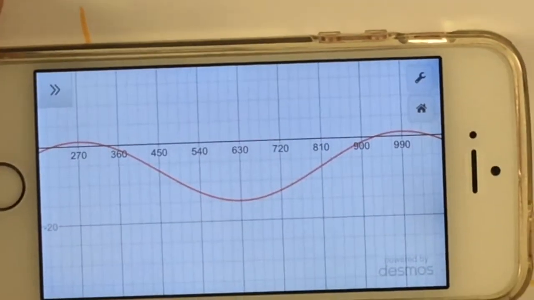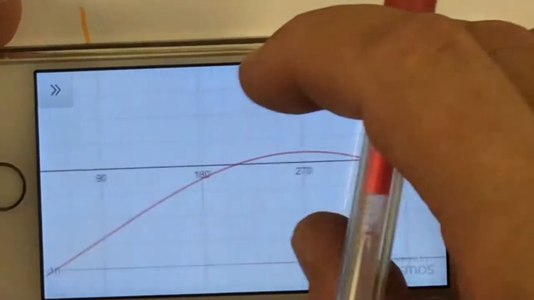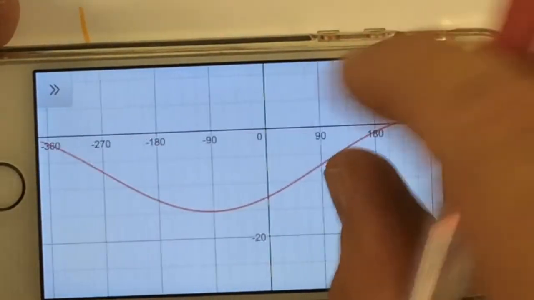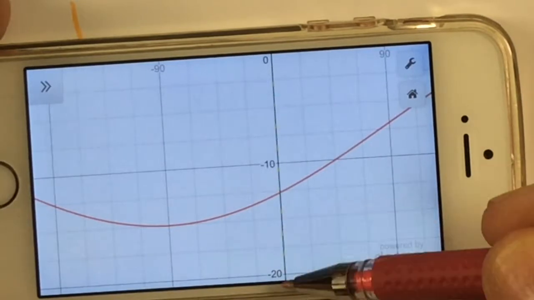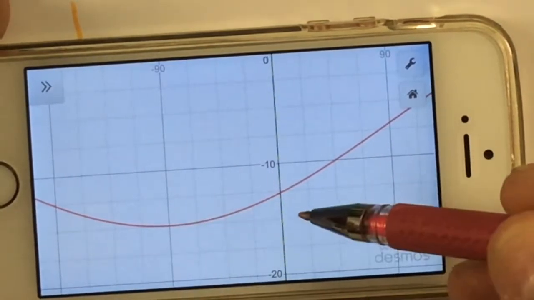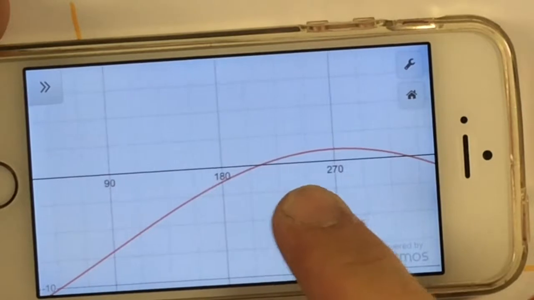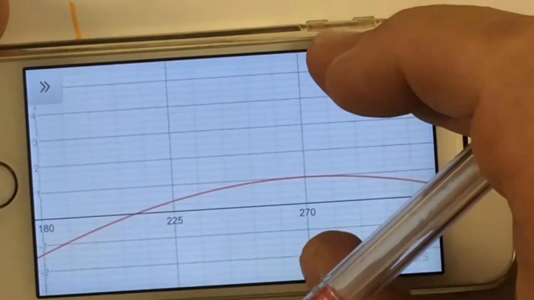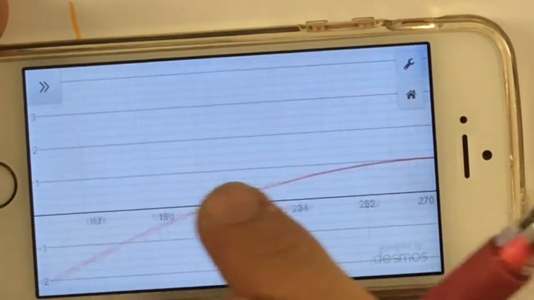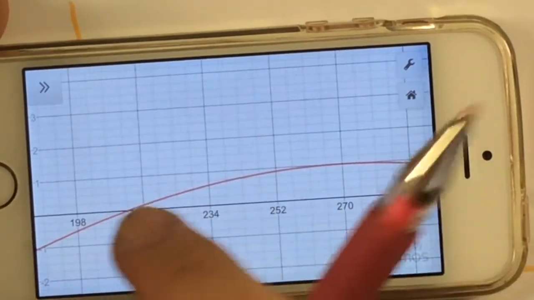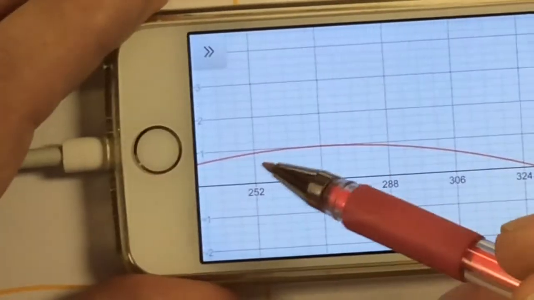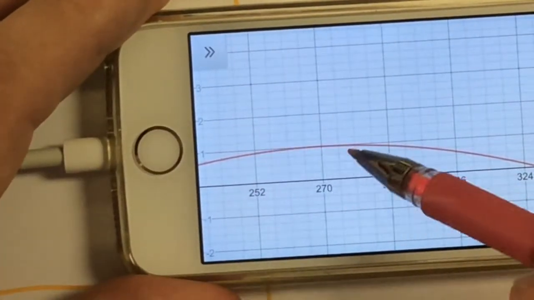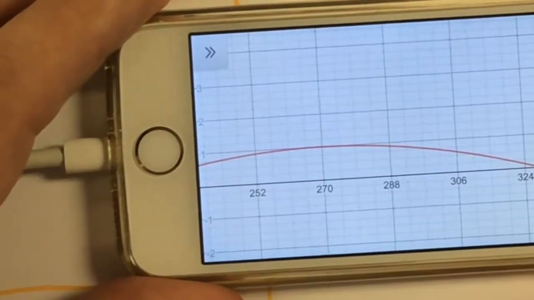Now, the high point over here, let's see if we can figure out where that is, or the low point over here. The low point here is at -15, right? And the high point over here, wow, we got to really zoom in, huh? The high point over here at 270, oh, here we go. Can you see the number there is 1? Right? Can you see it?